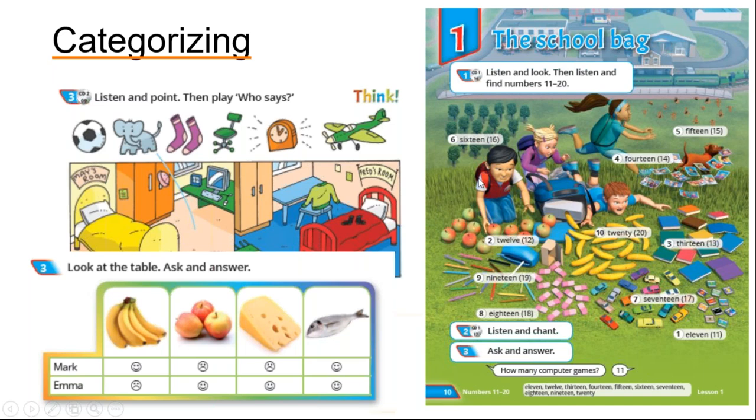Categorizing also is presented in the book. For example, here we are categorizing. We can see numbers, but the task is, it's the beginning of the second grade. The target language is numbers from 11 till 20, and here we can ask to say, what are these pictures? What are these books? How many different categories are there? And students can count the categories.